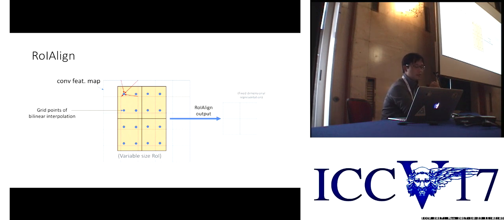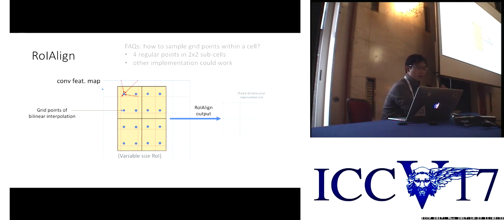So here are some implementation details of the ROI align. Actually, it is very simple. On top of the feature map, we are given an arbitrary size ROI, and then we just don't do any quantization. We just do bilinear interpolation to sample the points we need, and then we can turn it into a fixed dimensional representation.